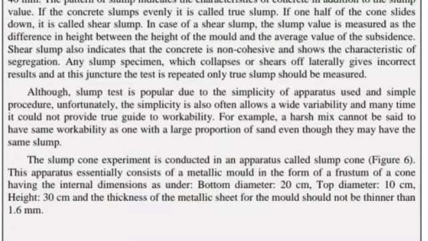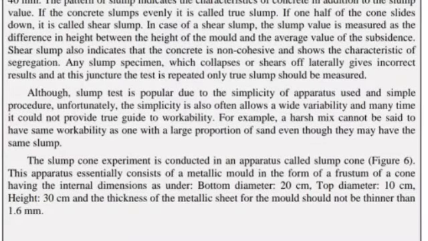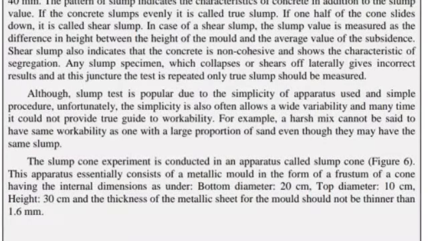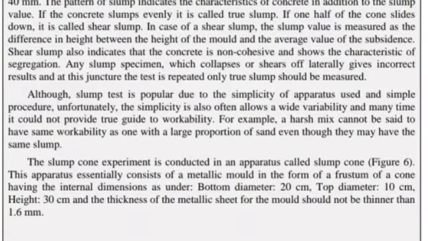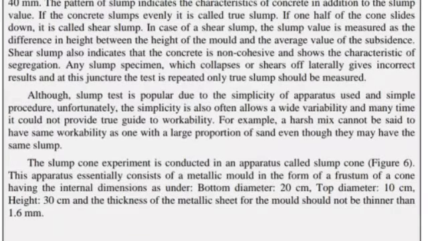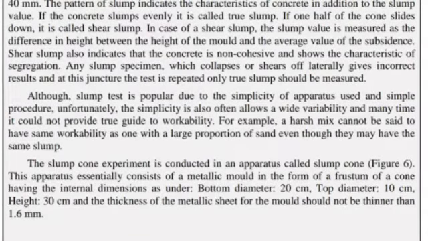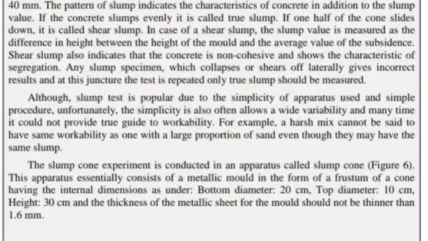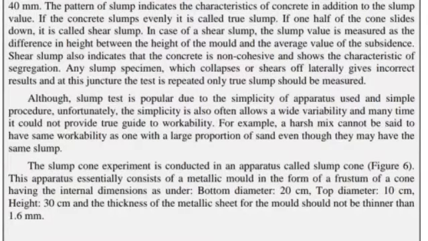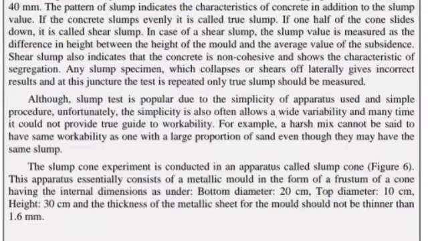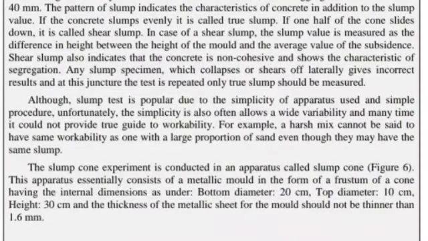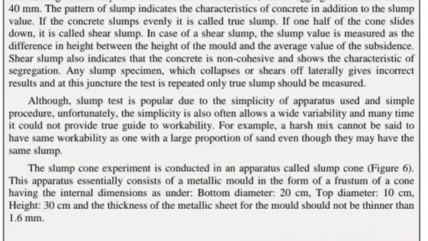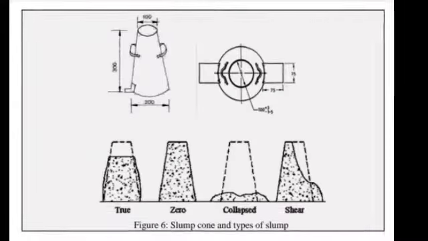The slump cone experiment is conducted in an apparatus called slump cone, figure 6. This apparatus essentially consists of a metallic mold in the form of a frustum of a cone having the internal dimensions as under. Bottom diameter 20 cm, top diameter 10 cm, height 30 cm, and the thickness of the metallic sheet for the mold should not be thinner than 1.6 mm.